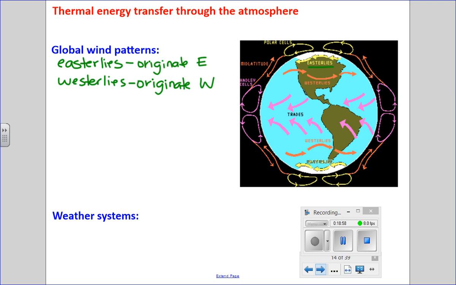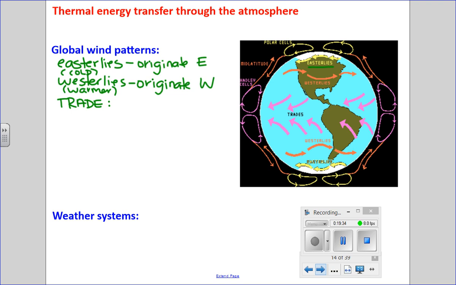Now generally, easterly winds are colder. And if you look at where they are, it makes sense. They're usually more near a polar region. Westerlies are warmer because they are closer to the equator than an easterly. And then finally, we have trade winds. Trade winds, if you look, are winds that are happening right at the equator.